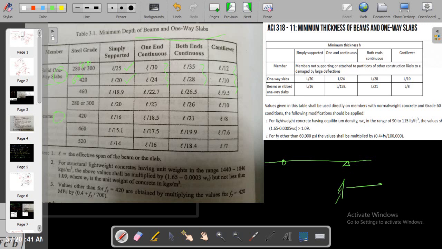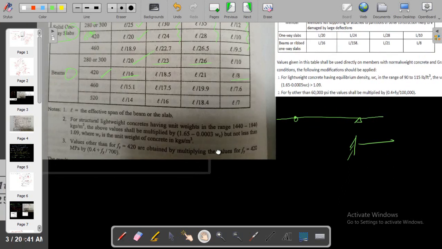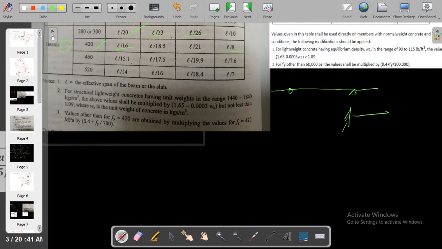In case of beams, if you have grade 60 steel, then it starts from L/16 to L/8, right, but most of the time we will use L/26 and L/23, but for a simply supported beam we will use this L/20 value. So these are the values, and here you can see this extra explanation about structural lightweight concrete. Lightweight concrete means that its density lies from 1440 to 1840 kg per cubic meter, right? This is roughly 90 pounds per cubic foot to 120 pounds per cubic foot.